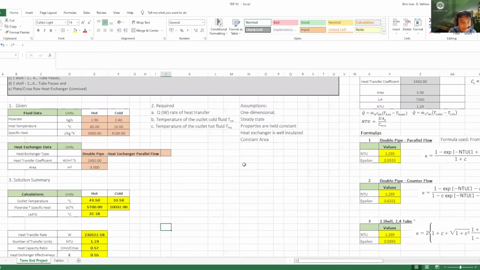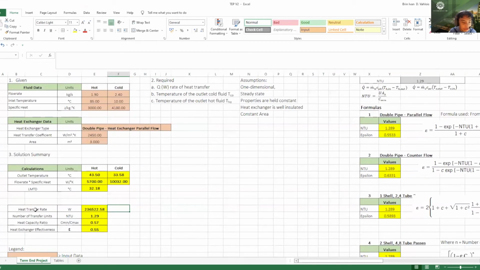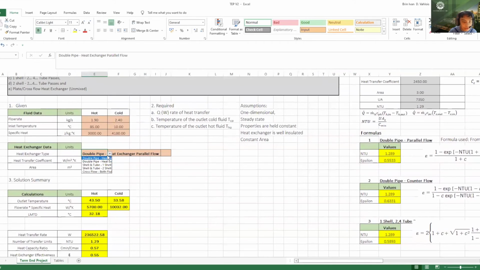But we're asked for the Q. So the final answer for Q is 236,522.58 watts. Here are also the values of NTU, the number of transfer units, the heat capacity ratio, and our effectiveness.